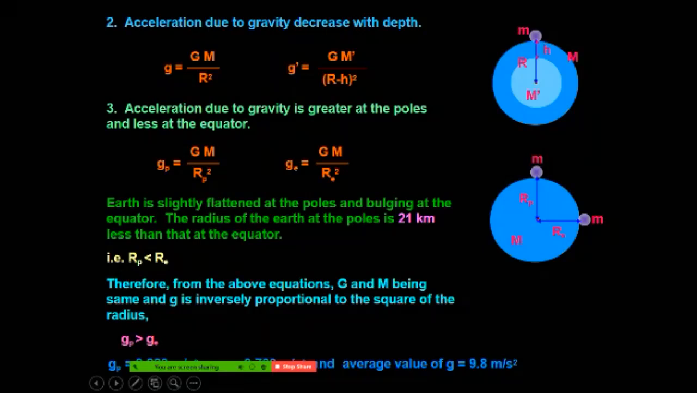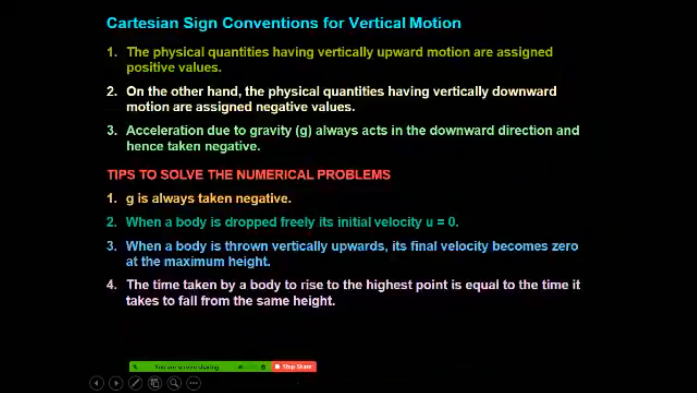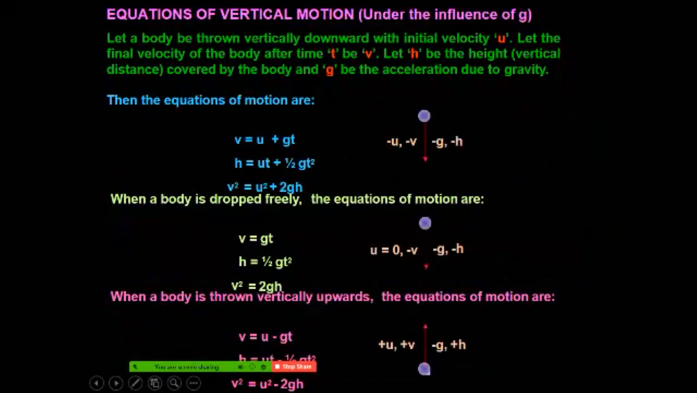Acceleration due to gravity is greater at the pole and less at the equator. Greater at the pole is equal to capital G capital M by Rp square, and g is equal to G M by Re square. Earth is slightly flattened at the pole and bulging at the equator. So the radius of the earth at the pole is 21 kilometer less than that of the equator. So in that case, we are finding this.